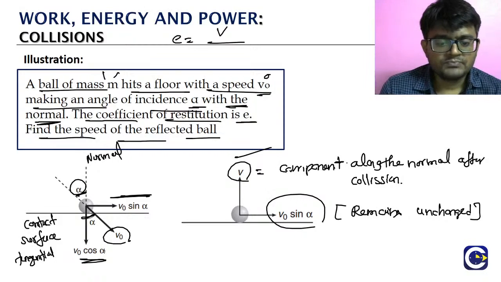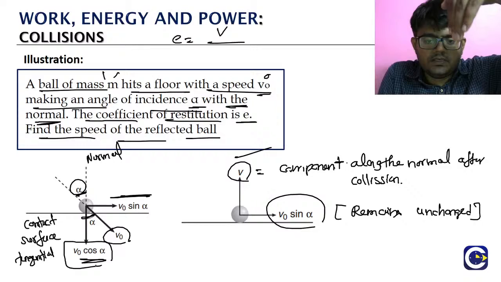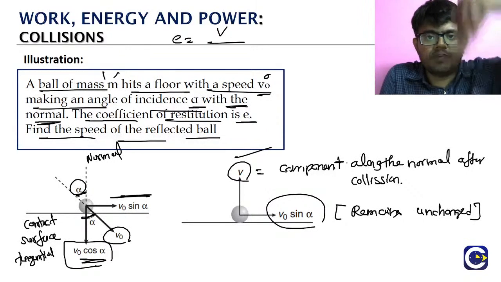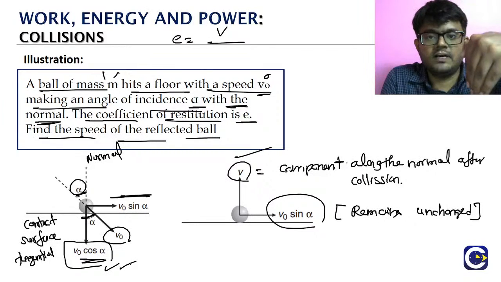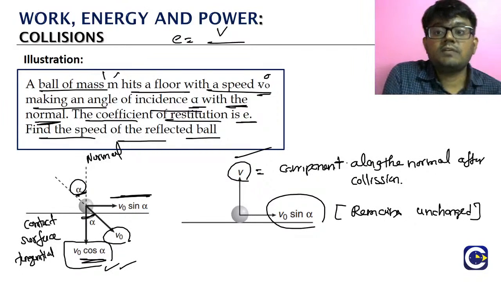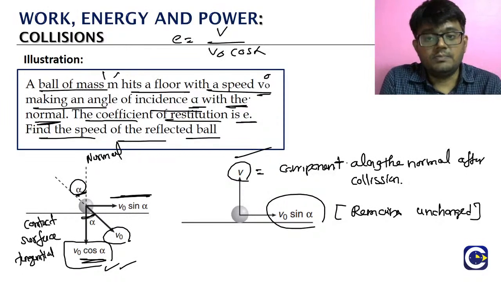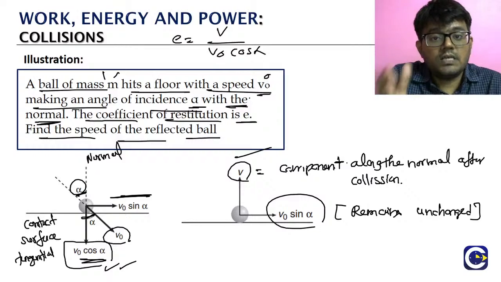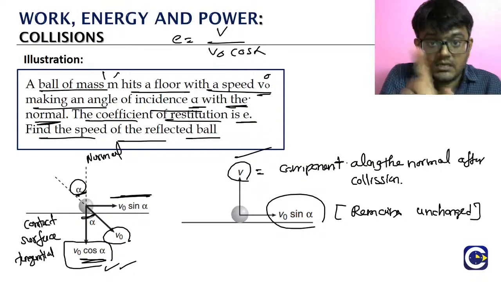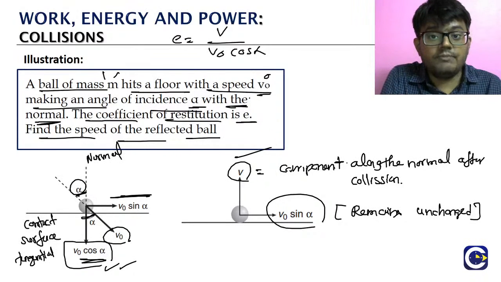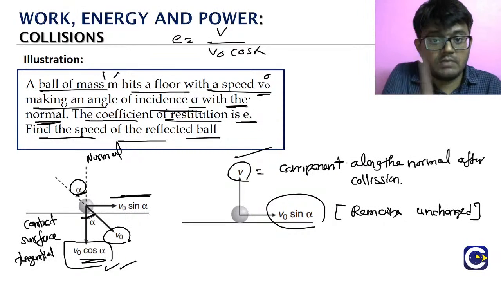For the relative velocity of approach, we have to see only the component in the normal direction. Look here, what is the component of velocity? The surface is not moving. So the component of velocity along the normal direction is v0 cos alpha. That is our relative velocity of approach. Okay? So the value of E is the relative velocity of separation after the collision along the normal line divided by the relative velocity of approach before the collision. Again, we have to take only along the normal line.